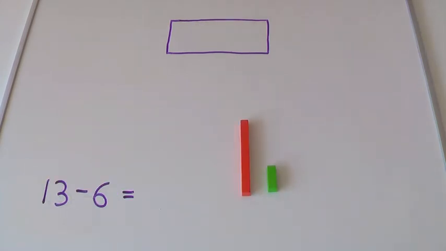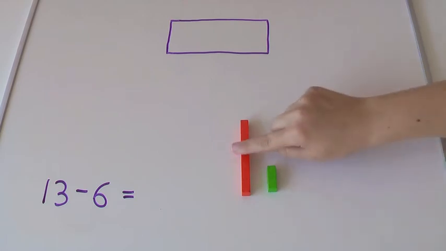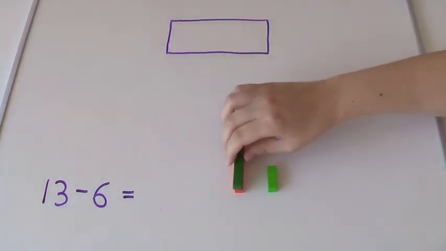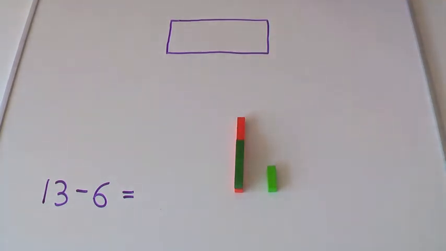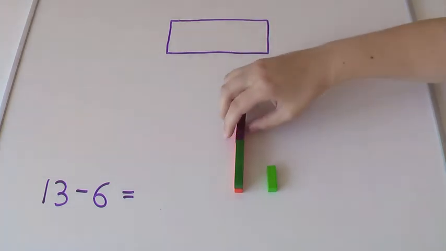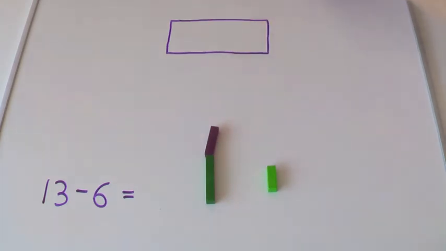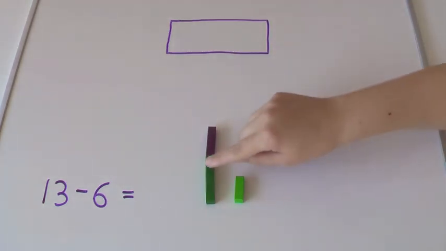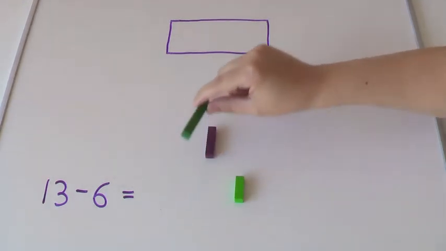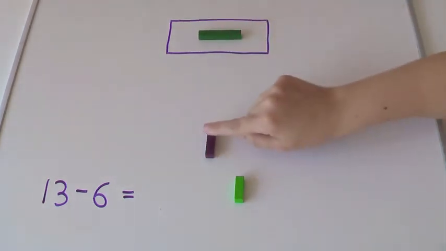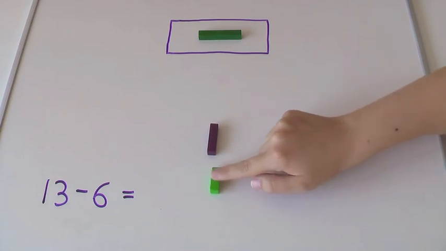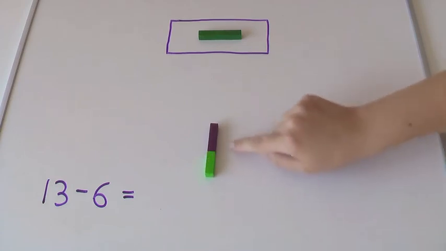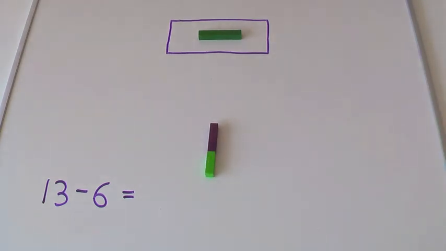All right, 13 minus 6. So let's take away 6 from the 10. Trade that 10 for a 6 and a 4. So we still have 13 here, but now we can take away 6 from the 10 part. So 10 minus 6 is 4. And we can't forget about our 3. Let's add that in. 4 plus 3 is 7.